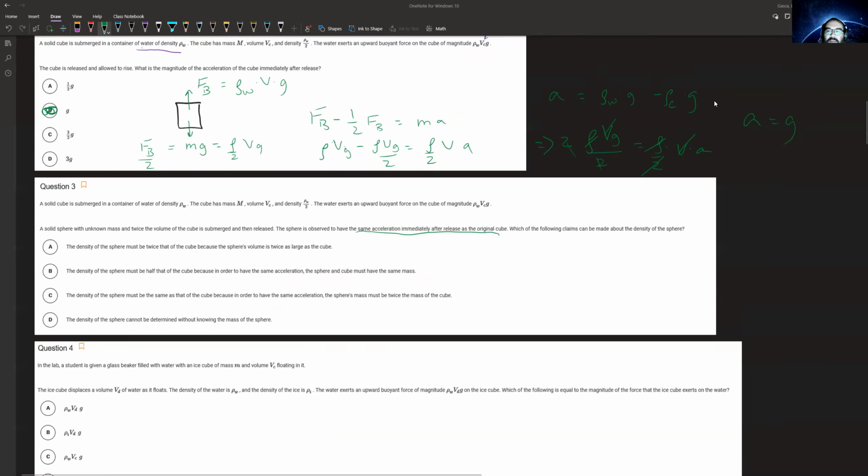So basically, if we're going to get the same acceleration as before, and it's still the same liquid, we're really just looking at the density of the cube. And if we have the same acceleration as before, we're going to have the same density. And it just so happens that if it has twice the volume and the same acceleration, the density is the same as before, but for twice the volume we have twice the mass. And so that effect kind of fixes itself. So C is our best answer choice here.